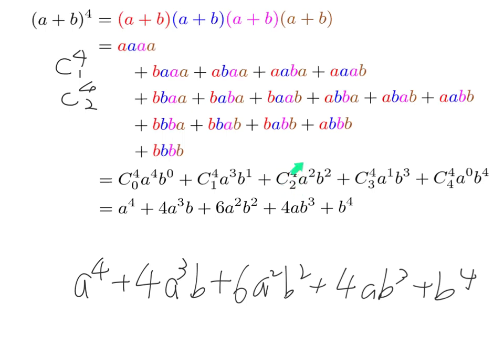And for the coefficients, the coefficient is just the number of possibilities that we have the term. For example, a square b square. This is the number of possible terms in this expansion that will give you 2b and 2a. And the number of such terms is 4C2. So we have this binomial theorem.